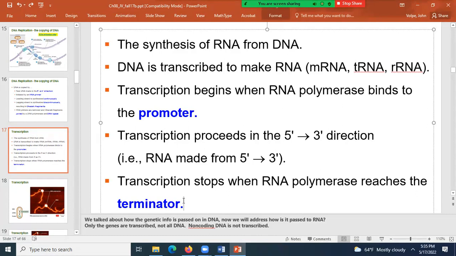All right, here's a question for you. When DNA replication occurs, normally all of the DNA is replicated. When RNA transcription occurs, only some of the DNA is transcribed. What regions of the DNA are transcribed and what regions are not transcribed?